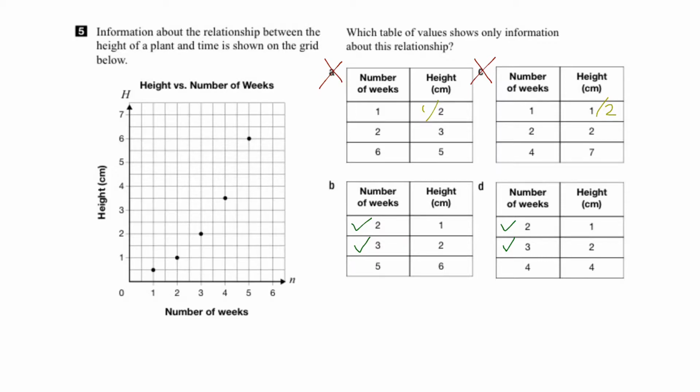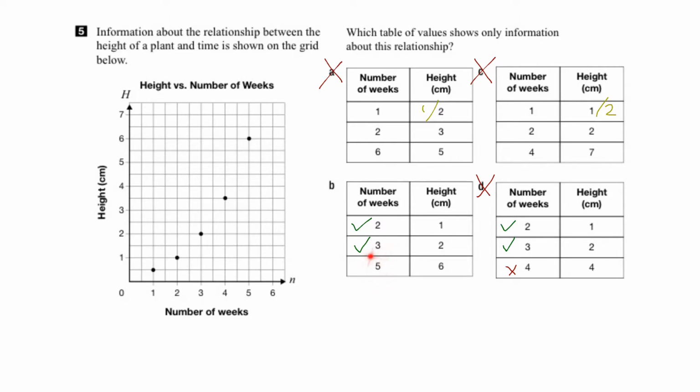Let's go to the next point, 4 weeks. We go up and we can see after 4 weeks the height of the plant would be 3.5 centimeters. Well, option D is the only one that shows a value for 4 weeks, and it's showing it to be 4 centimeters, which is incorrect. It should be 3.5. Therefore, D is not the right answer. So the only one we have left is B, but let's verify that this is indeed correct.